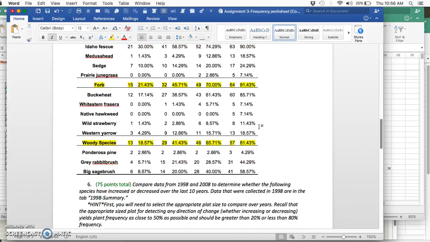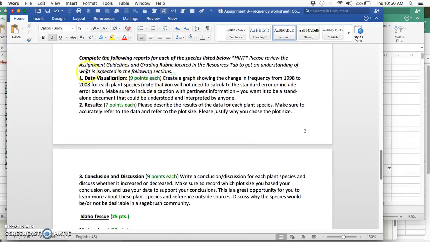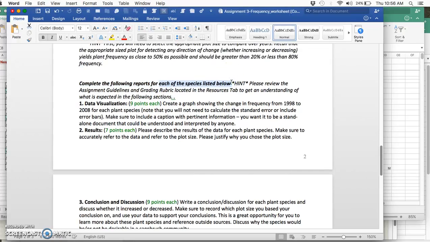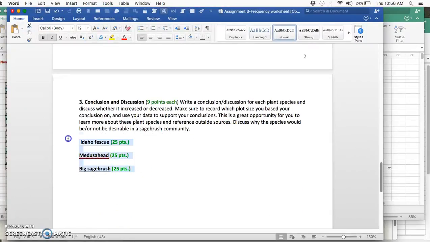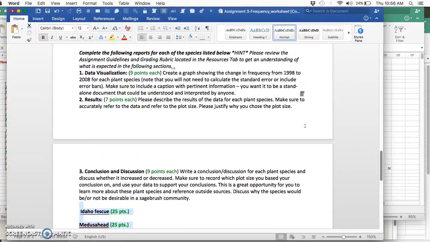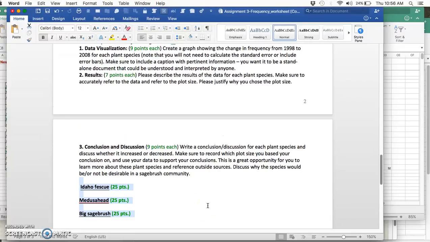So the next part where a lot of people lost points, in general, we were only asking for each of the species listed below. Some of you did all of the species, and therefore the substance was lacking for each individual species, because there was so much breadth that there was very little depth on the species of particular interest, which were these 3. For the data visualization, you were asked to do all 3 of these things for each of these 3 species.